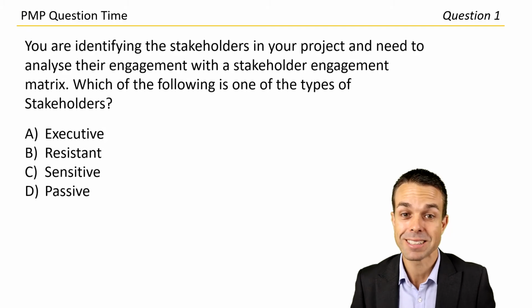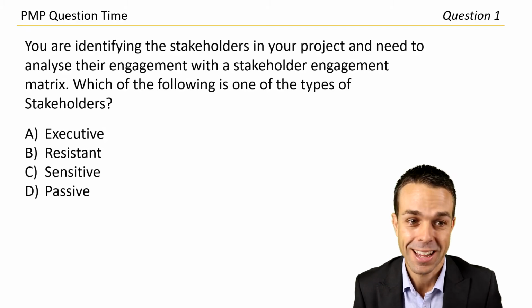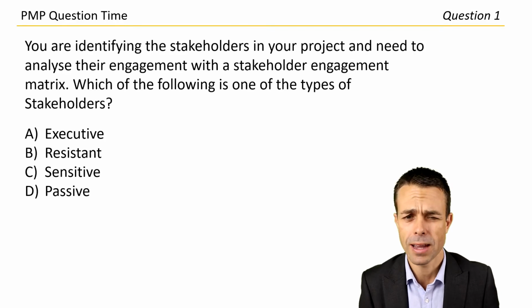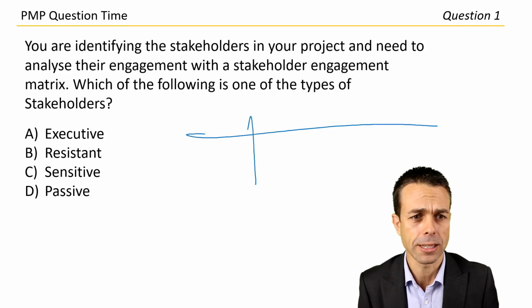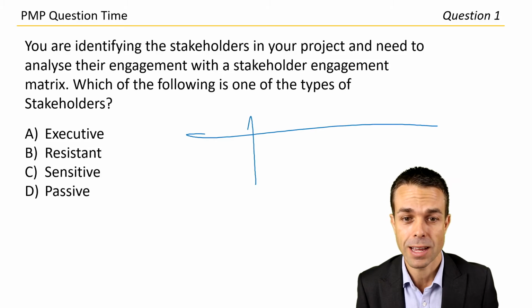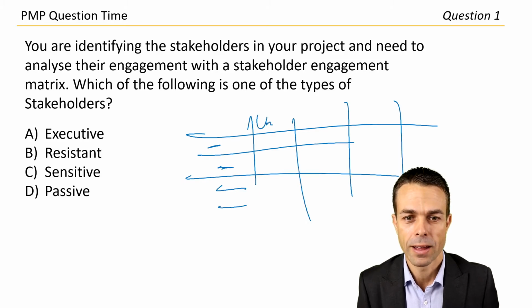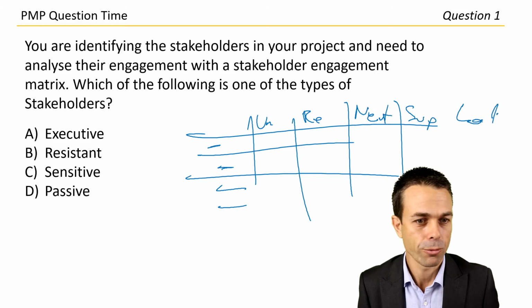You are identifying stakeholders in your project, and you need to analyze their engagement with a stakeholder engagement matrix. Okay, I'm quite familiar with this actually. Which of the following is one of the types of stakeholders? So you have your stakeholders down the left-hand side usually, and then you have, are they unaware? Are they resistant, I think? Are they neutral? Are they supportive? And are they leading? So let's have a look at what we've got.